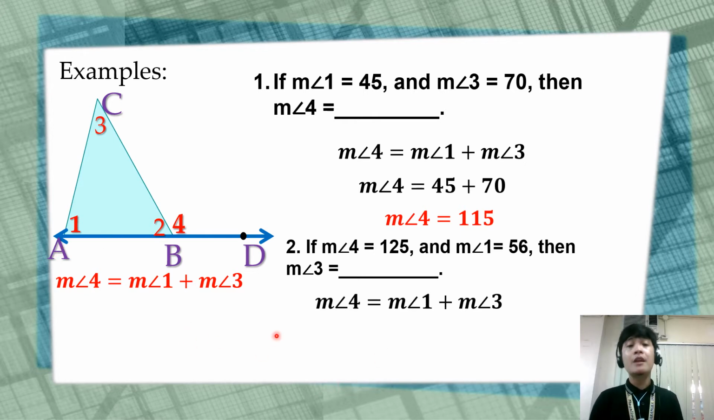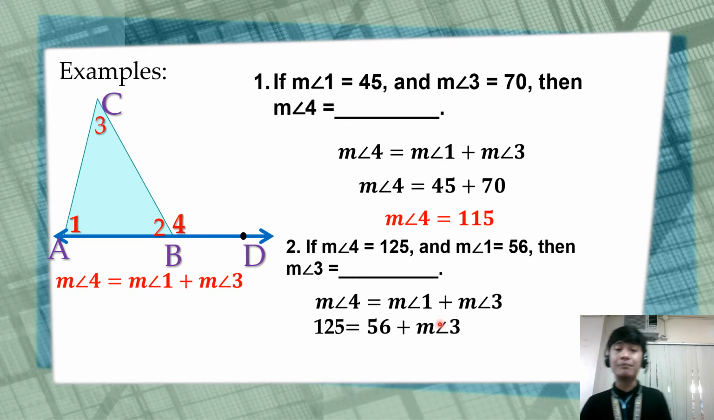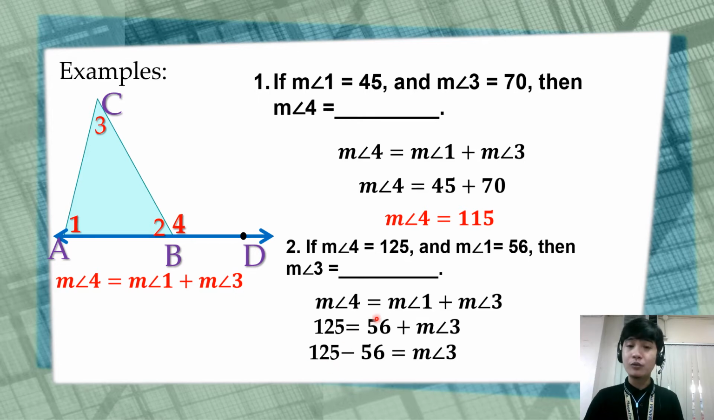So, we have here, the measurement of angle 4 is equal to the measurement of angle 1 plus the measurement of angle 3. Ngayon, i-substitute natin yung mga values na binigay sa problem number 2 dito. So, we have here 125 as the numerical measurement of angle 4 is equal to 56 as the measurement of angle 1 and measurement of angle 3, which is actually unknown kasi hinahanap natin. So, sa kaso nito, to get the measurement of angle 3, by transposition technique, we have 125 minus 56. Sisilipat ko lang si 56 dito. Ayan, so naging negative. So, simplifying this further, we have the measurement of angle 3 is equal to 69.